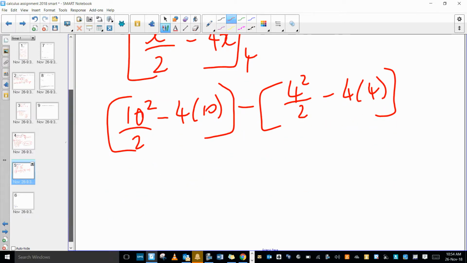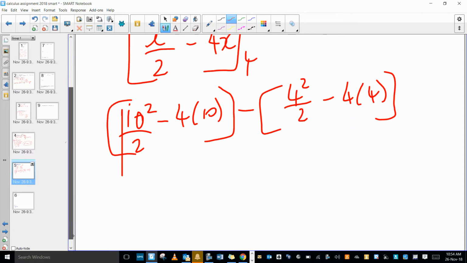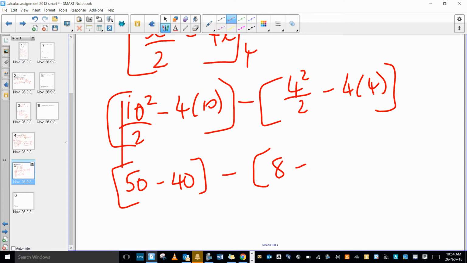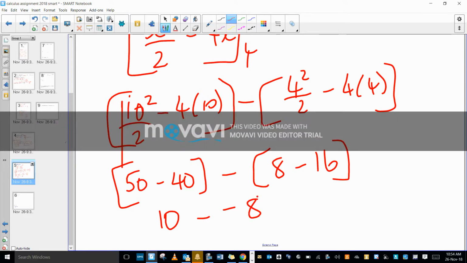So it's 100 over 2, which is 50. Subtract 40. Subtract 16 over 2, which is 8. Subtract 4 4s are 16. Okay, so we've got 10, subtract -8. So that becomes 10 plus 8, which is 18.